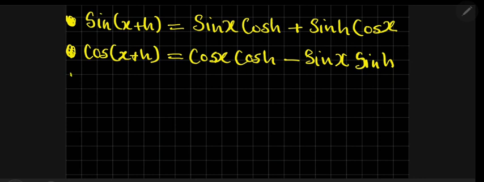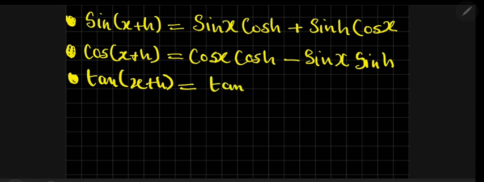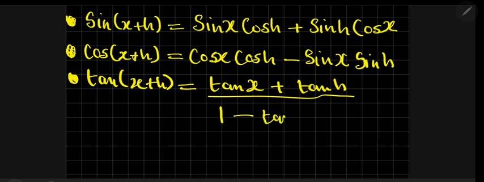So we go to the third one now. This one is for tangent. When you have tan of x plus h, this is equal to tan of x plus tan of h, divided by 1 minus the product of tan of x multiplied by tan of h.